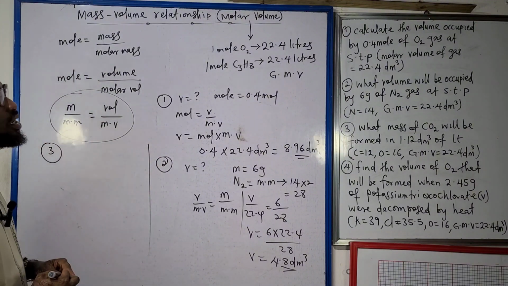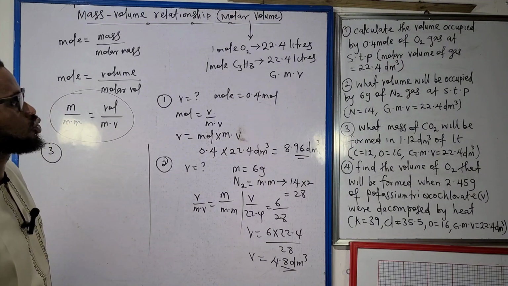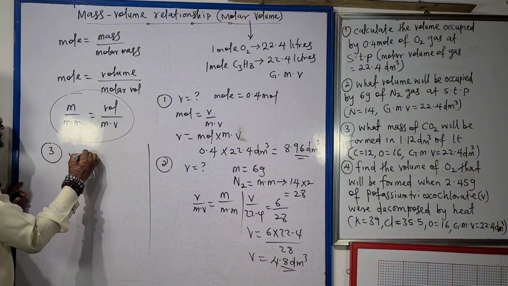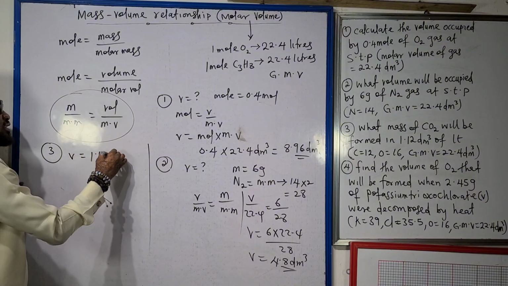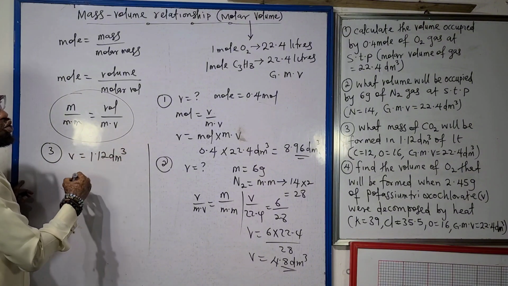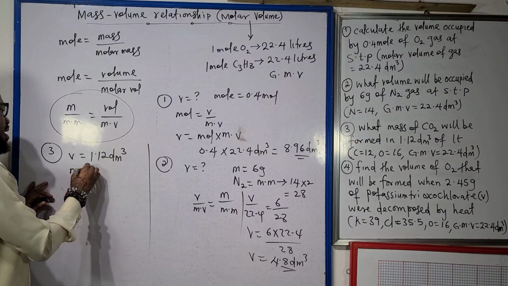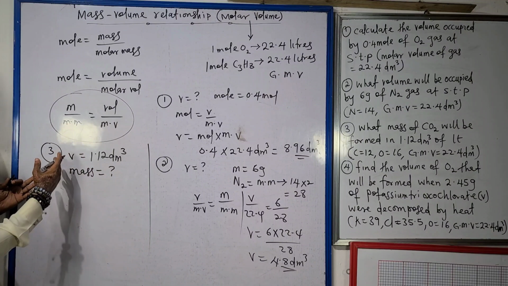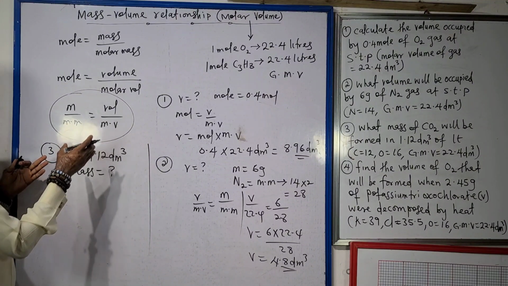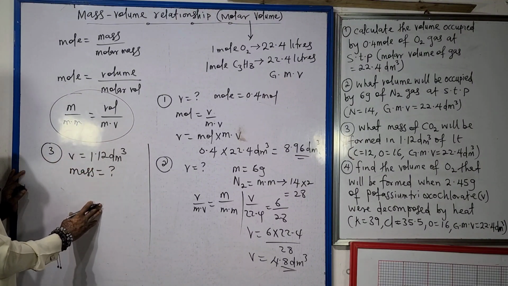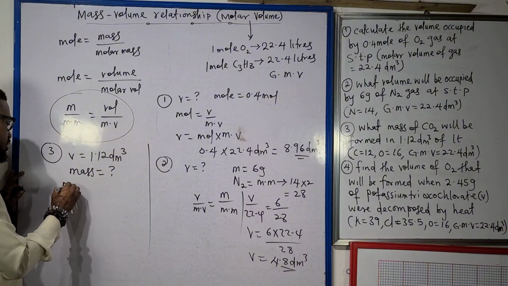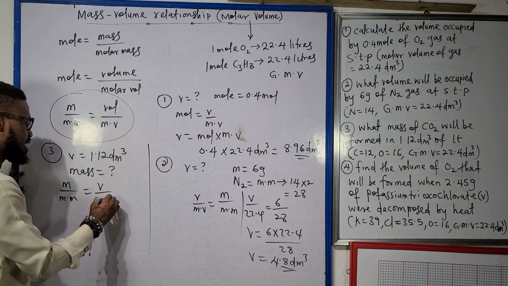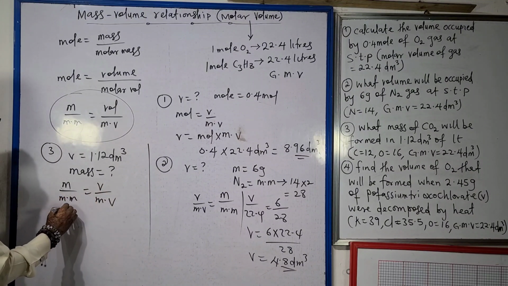Question 3 states what mass of CO2 will be formed in 1.12 dm cube of it. It means the volume is 1.12 dm cube. So we're told what mass will be formed in 1.12 dm cube of it. This is still mass volume relationship. You have volume, you want to know the mass of this. So mass over molar mass equals volume over molar volume. The mass here is what we're looking for.